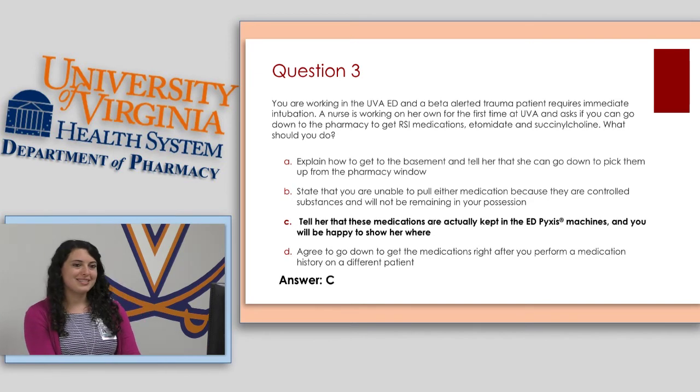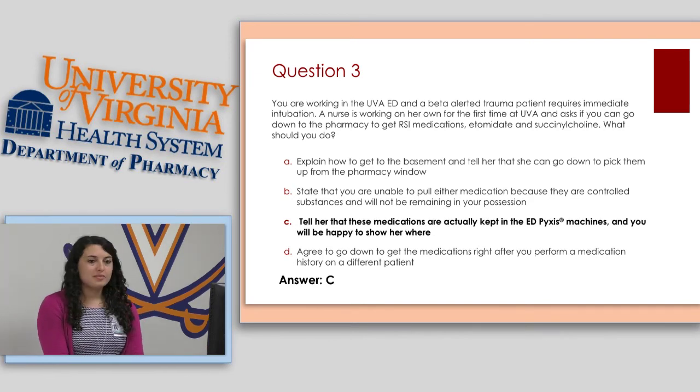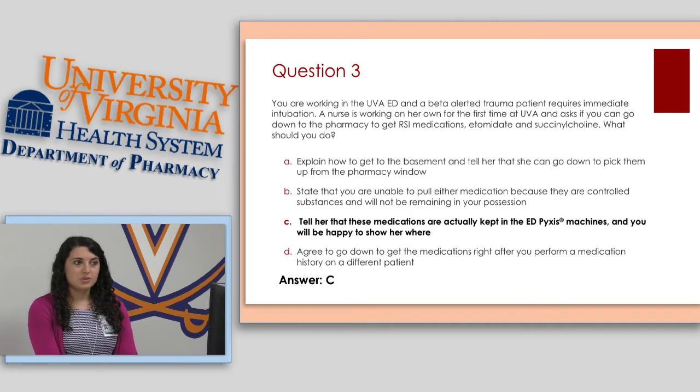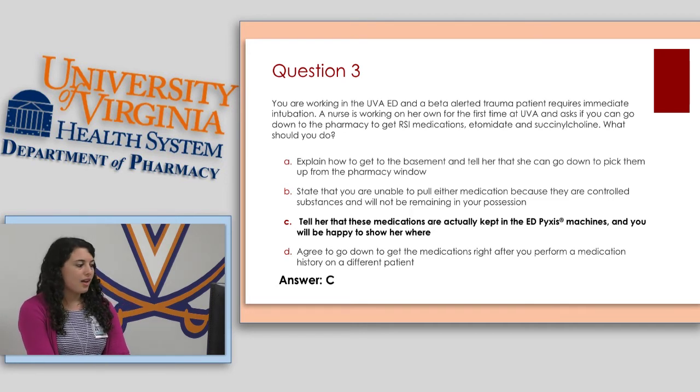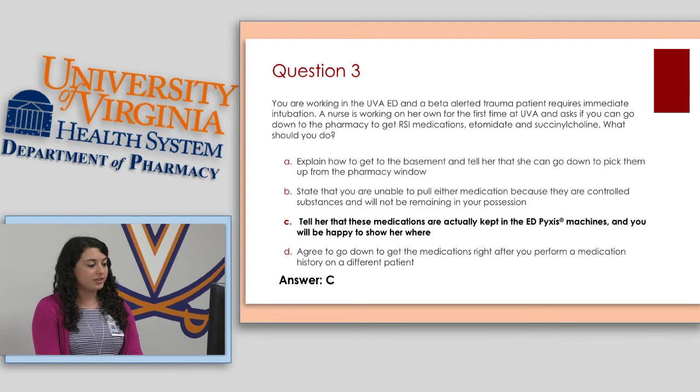And so the answer to this one is C. So these medications are kept in the Pyxis, and so you can show her where that is. Because they're needed emergently, we hopefully wouldn't need to go downstairs to get them, and that's why we choose to store them there. And although D, it's very helpful to get medication reconciliations for other patients, we would want to make sure we're taking care of the most acute need first, and so the intubation would definitely take precedence over the medication reconciliation on the other patient.